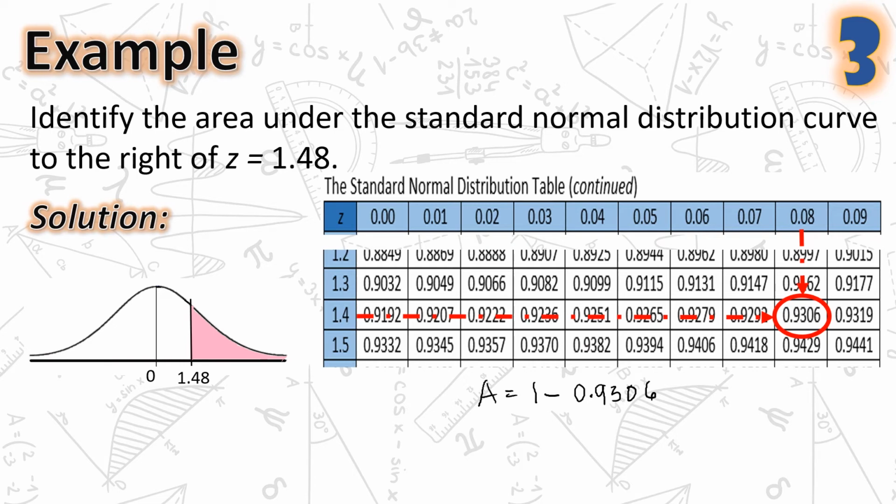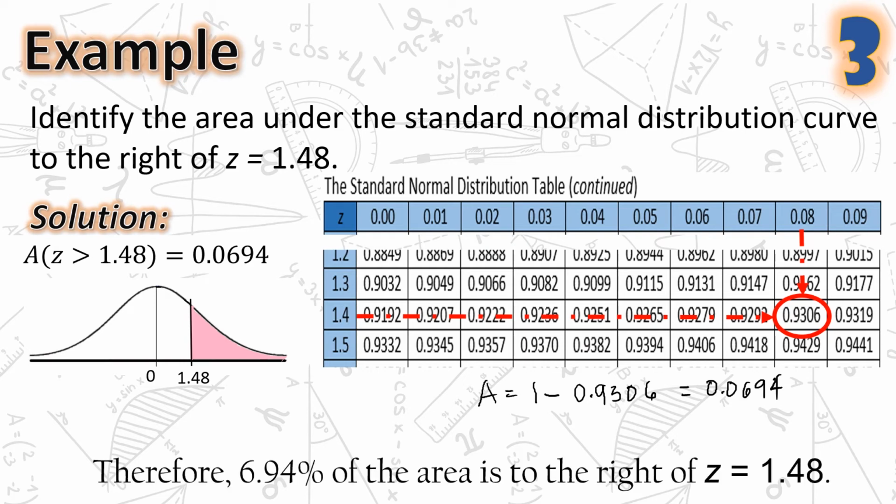And 1 minus 0.9306 is equal to 0.0694. So the area to the right of z equals 1.48 is 0.0694. Or we say 6.94% of the area is to the right of z equals 1.48.